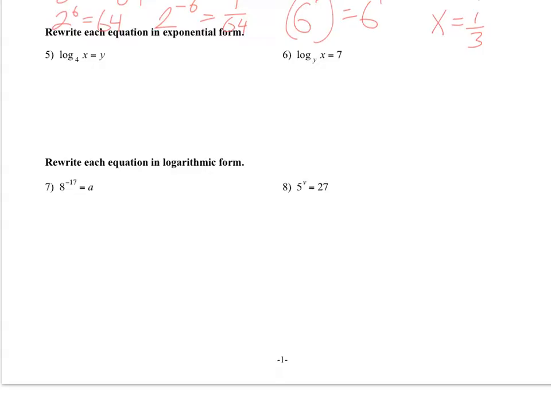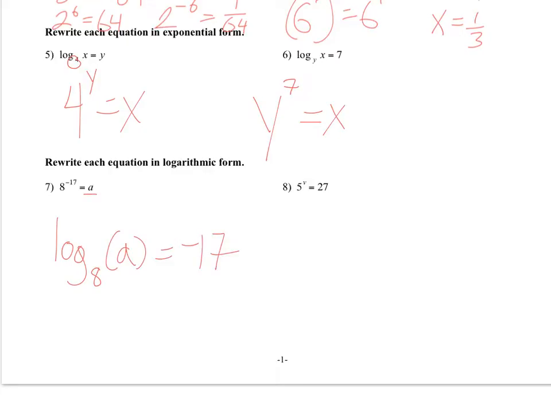For number 5, I've got to rewrite in exponential form. Base 4 to the y is equal to x. Same thing for number 6. We're going to write this as y to the 7 is equal to x. Going backwards for number 7, this is going to be log base 8 of a is equal to negative 17. And the same thing for number 8. Log base 5 of 27 is equal to v.